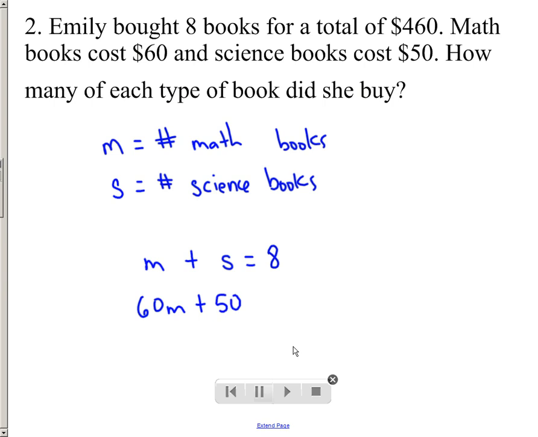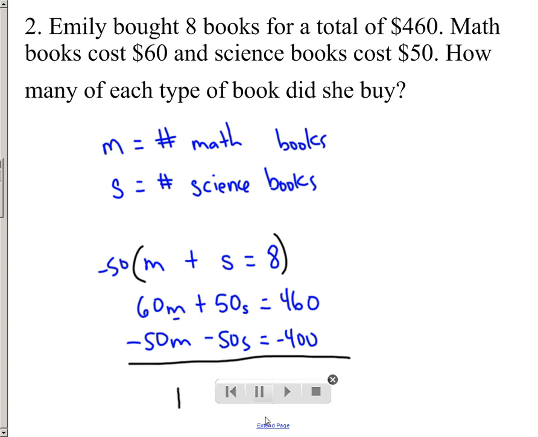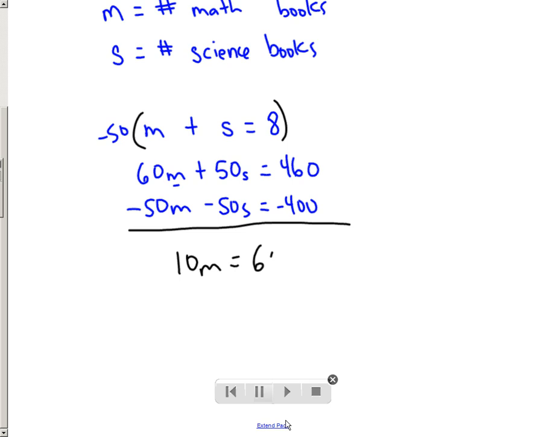Now, for the other one, we're going to use the cost of the books. You know, $60 for each math book plus $50 for every single science book equals a total of $460. There's the 2 equations. I'd like to get rid of the s's, so I'm just going to multiply the whole equation by -50. And there's the distribution set up, and we are ready to add the 2 equations together. What will happen is that the s's cancel, and we're able to solve for m, so it's 6.